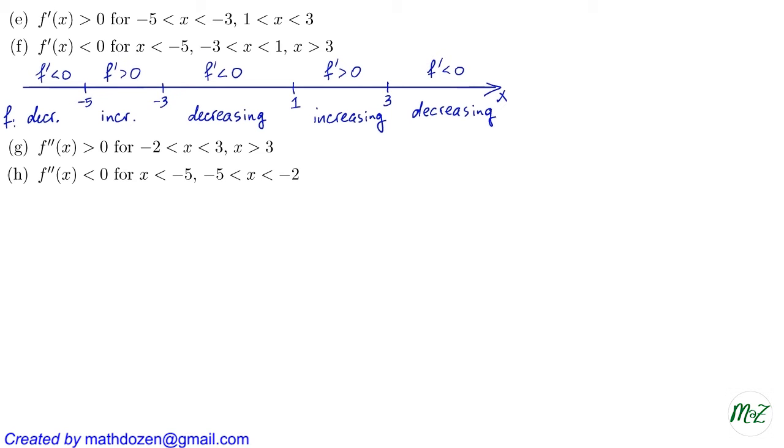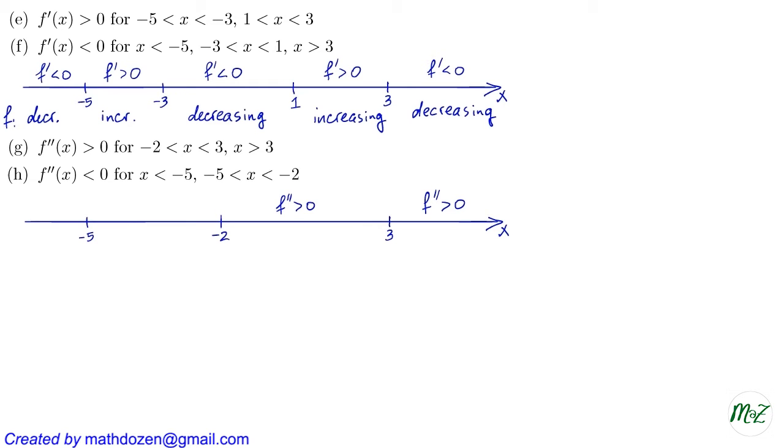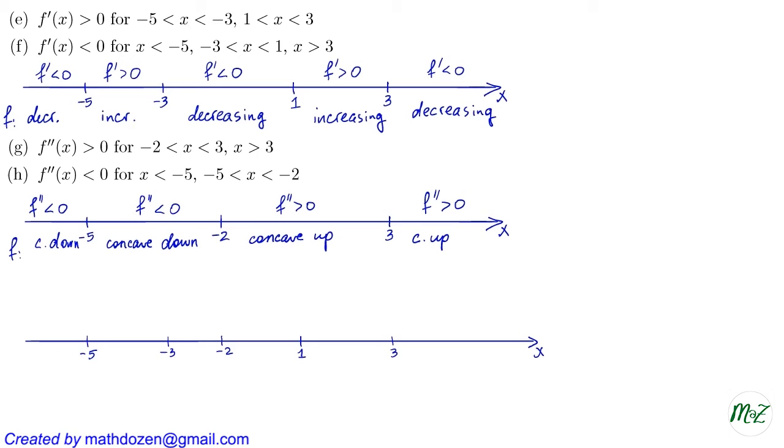Now, moving on to the requirements for the second derivative, we see that the numbers that the second derivative uses are -5, -2, and 3. So I'll try to align this number line with the number line for the first derivative. And we're told that the second derivative is positive on this interval and on that interval. And the second derivative is negative to the left of -5 and between -5 and -2. So we have the function being concave down on the left two intervals and the function being concave up on the right two intervals. So now we can try to combine all those requirements.